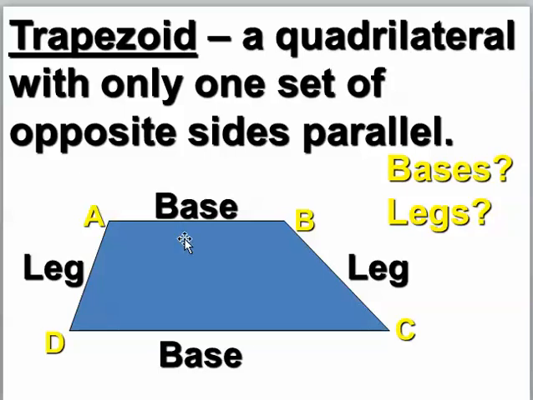The parallel opposite sides are called the bases. So we have the bases AB, and it's the opposite sides that are parallel. The other two sides are called legs. So bases were AB and CD. The legs would be AD and BC.